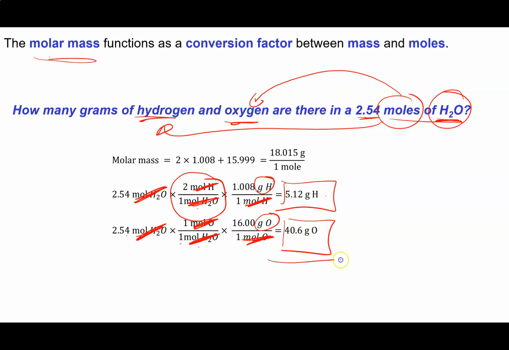As my compound only contains hydrogen and oxygen, I know that I've got in total here about 45.7 grams of water. Now, you see here this number was 3 sig figs. I only did multiplication, so all of my answers here have been rounded off to 3 significant figures.